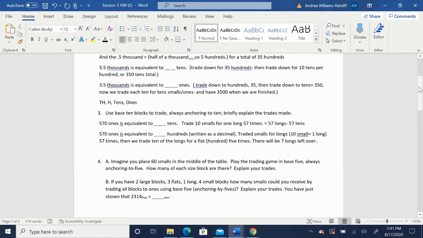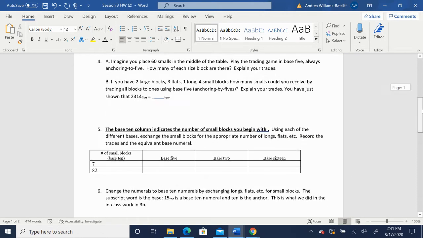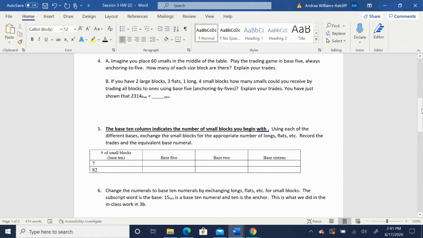Okay, so let's go look at number 4. Imagine you place 60 smalls in the middle of the table and want to play the trading game in base 5, always anchoring to 5. How many of each block are there? And explain your trades.